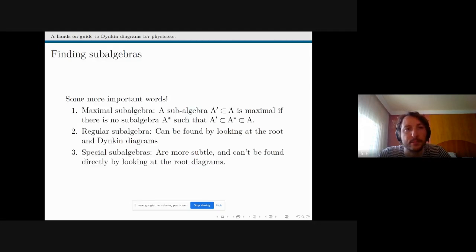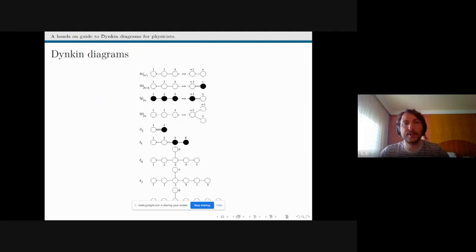All right, so that's Dynkin diagrams. That's all I want to say about those for now. And now I want to jump into using Dynkin diagrams to find subalgebras. Does anyone have any questions they want to ask before I move on?